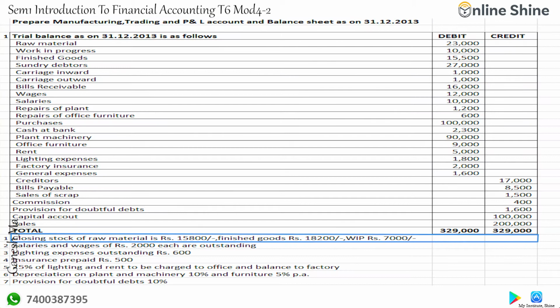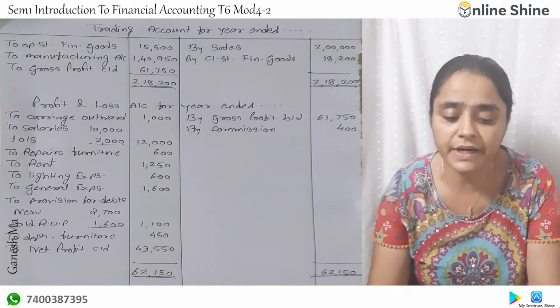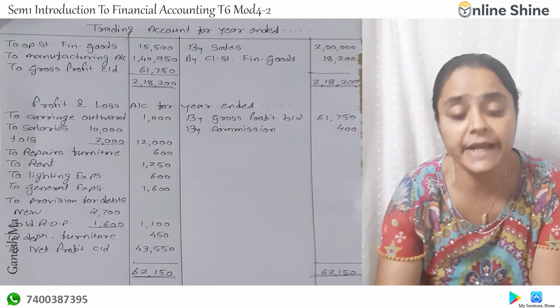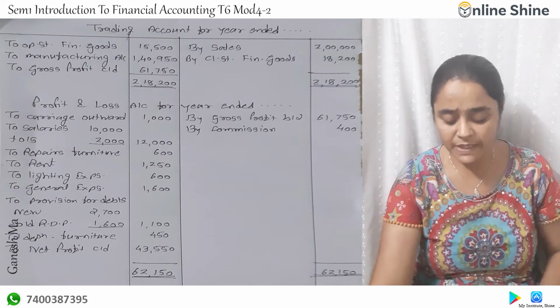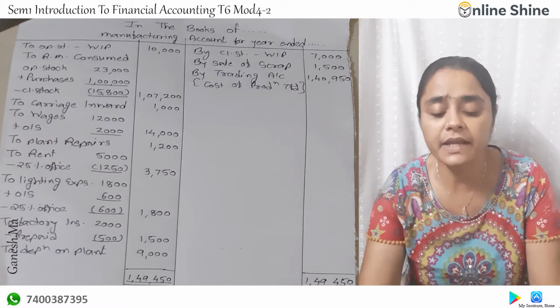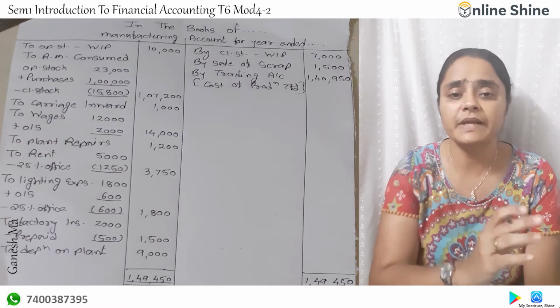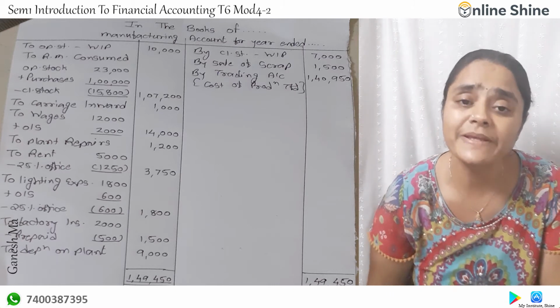Next you have a closing stock of finished goods. One effect you have already posted in your balance sheet. The second, closing stock of finished goods. As the opening stock of finished goods is in the trading account, so closing stock of finished goods will also go in the trading account credit side, by closing stock of finished goods 18,200. And the last one is closing stock of semi-finished goods. You can also say closing stock of work in progress. Semi-finished goods is also known as work in progress. Understood? So that will again, work in progress is a part of manufacturing account. So closing stock of work in progress will be credited to your manufacturing account, rupees 7,000.